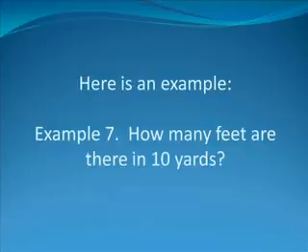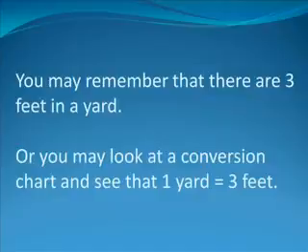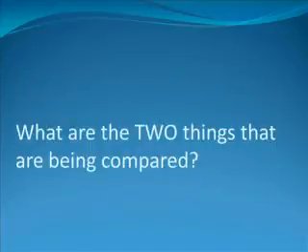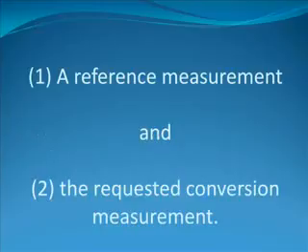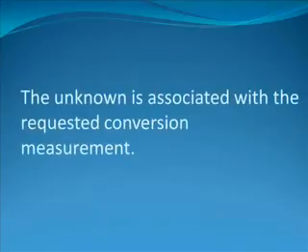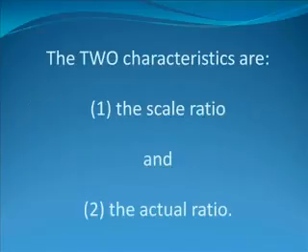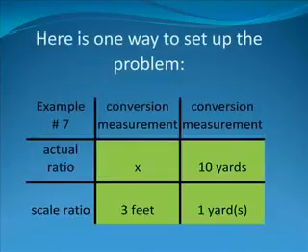Here is an example. Example number 7. How many feet are there in 10 yards? You may remember that there are 3 feet in a yard. Or you may look at a conversion chart and see that 1 yard equals 3 feet. What are the two things that are being compared? A reference measurement and the requested conversion measurement. The unknown is associated with the requested conversion measurement. The characteristics are the scale ratio and the actual ratio.